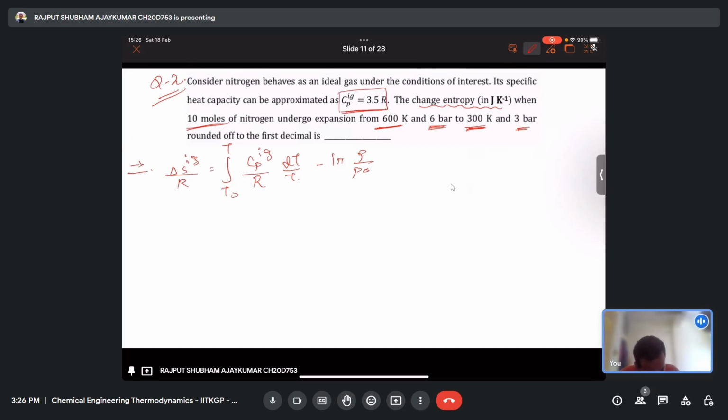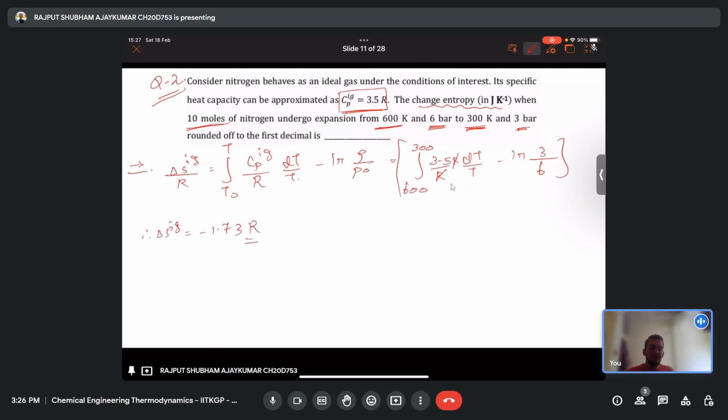So what we'll do, we'll just write it up here. T1 is 300 and T2 is 600. So 3.5 R times dT by T, because R and R will cancel out. So R will cancel out, minus ln P by P0. P0 is the initial pressure, it is 6 and this is 3. So this comes out to be this thing. If you calculate delta S of an ideal gas, it comes out to be minus 1.73 into R, where R is the universal gas constant.